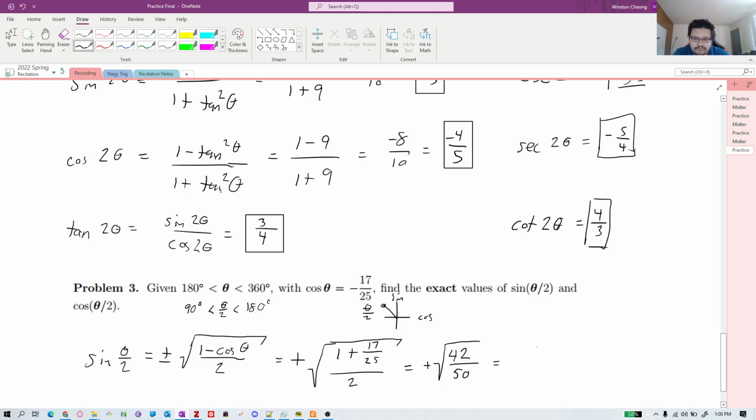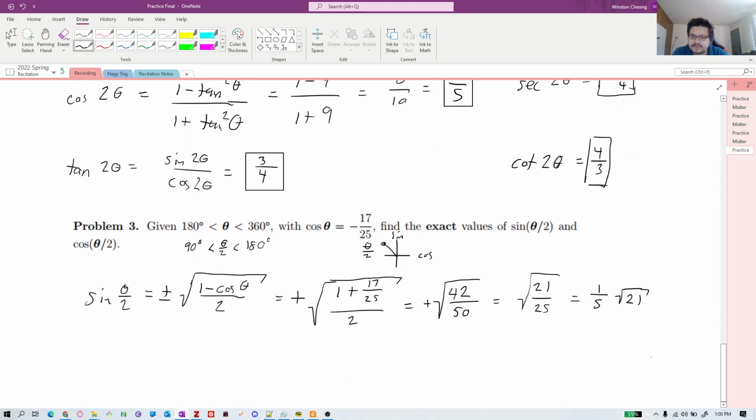We can simplify the fraction. 21 over 25 in a square root. I'm going to drop the plus now because it's redundant. Okay, now the 25 we can pull out of the square root since that's a perfect square. So we get 1 over 5. And then the root 21. 21 is 7 times 3. We don't have any other squares in that. So this is the simplest form for this radical. Okay, so we got sine of theta over 2 now.